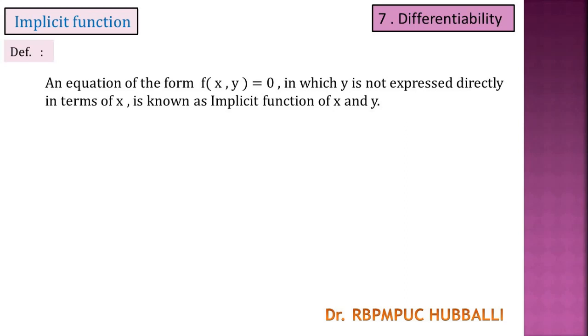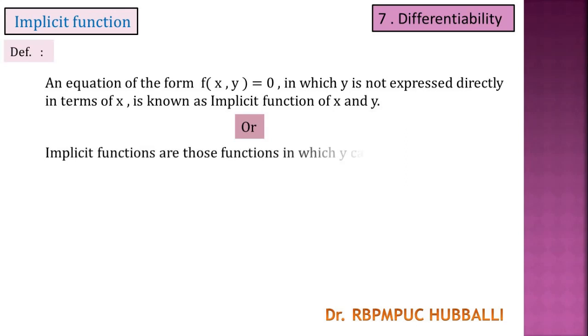Such types of equations are called implicit functions. If I take an example, you will understand what is meant by implicit function or implicit equation. Another definition: implicit functions are those functions in which y cannot be expressed in terms of x only. So this is another definition, and it is very easy to understand. Okay, I will take the examples.